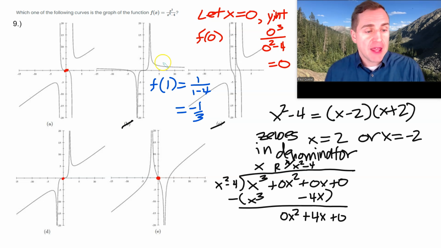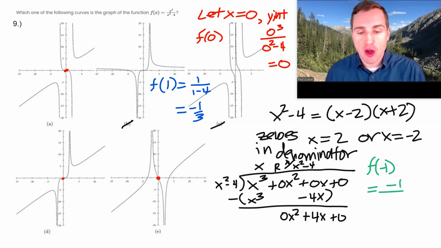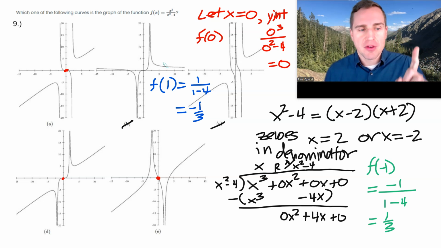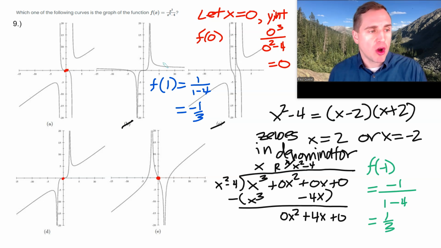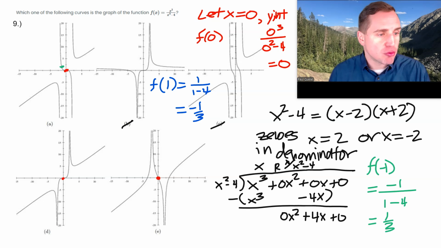If I plug in negative 1, so that's f of negative 1, that's going to equal negative 1 cubed, which is negative 1, over negative 1 squared, which is 1, minus 4. That's going to be 1/3. So think about this. 1/3 is positive, negative 1/3 is negative. When x is equal to negative 1, we're on the positive side. So that to me seems like it's right here or maybe right here. And then when x equals 1, that's going to be either right here or right here. Okay?